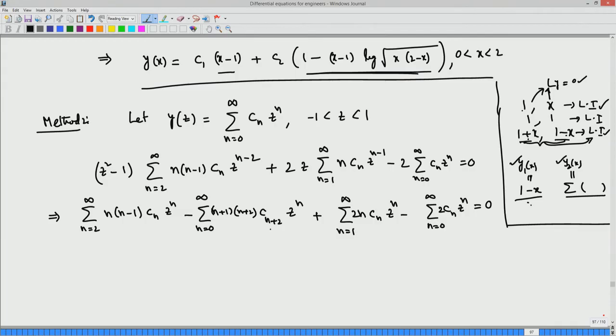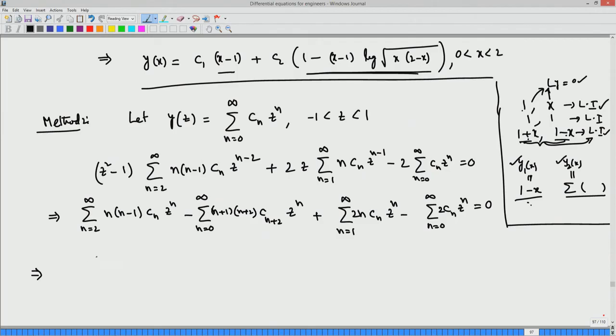You want that second term, z power n minus 2, which you can convert just by replacing n by n plus 2. Now, you see that all the powers are z power n. So, what are the isolated terms? This is running from 2 to infinity, this from 0 to infinity, this from 1 to infinity, and this is from 0 to infinity. So, the isolated terms are 0 and 1. Okay. So, those terms you can write outside.